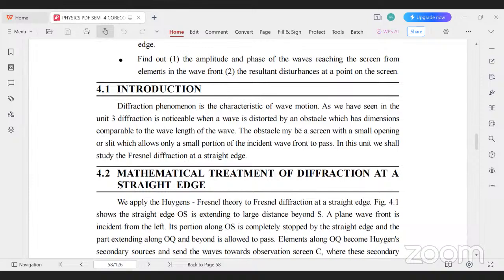The diffraction phenomenon is a characteristic of wave motion, as we have seen in unit 3. That is, diffraction is noticeable when a wave is distorted by an obstacle which has dimensions comparable to the wavelength of the wave. The obstacle may be a screen with a small opening or a slit, which allows only a small portion of the incident wavefront to pass. In this unit, we shall study further the diffraction at a straight edge.